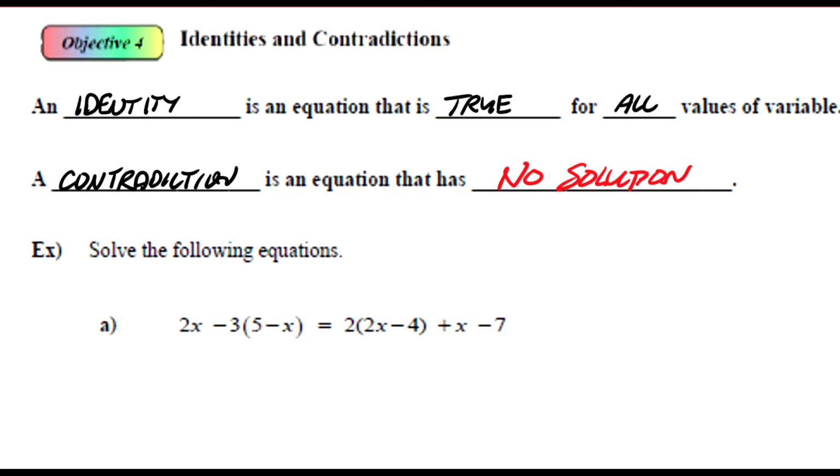All right, now that we understand how to solve linear equations, there's a couple of outliers. What happens if we have an equation that's true all the time? An identity is an equation that is true for all values of the variable. And then the complete opposite of that is called a contradiction. That's an equation that has no solutions at all.